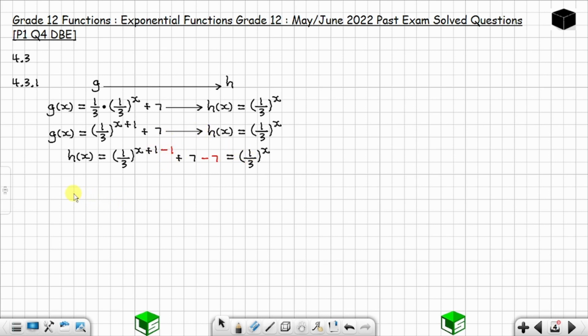And so the graph of g is translated by 1 unit to the right and 7 units downward to obtain what? h. So g is translated by 1 unit to the right and 7 units downward. Okay, let's do the next question.